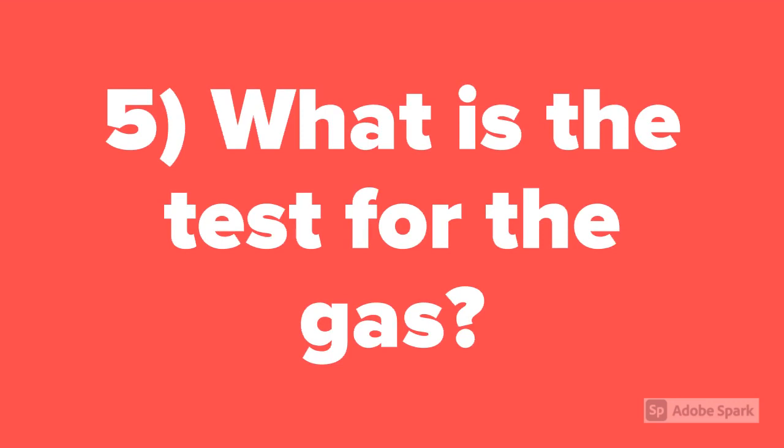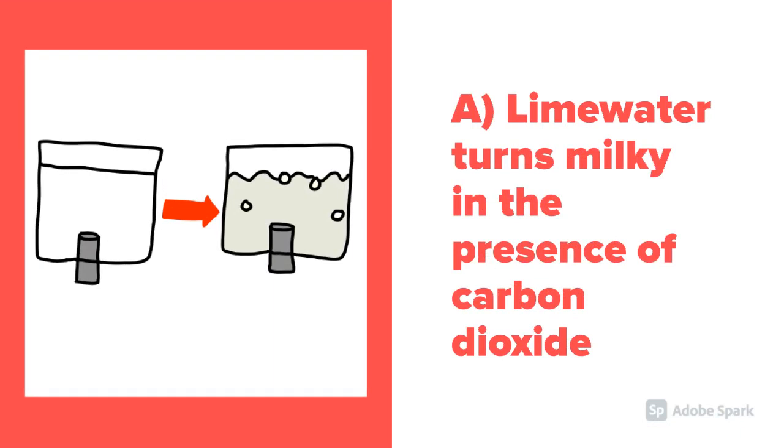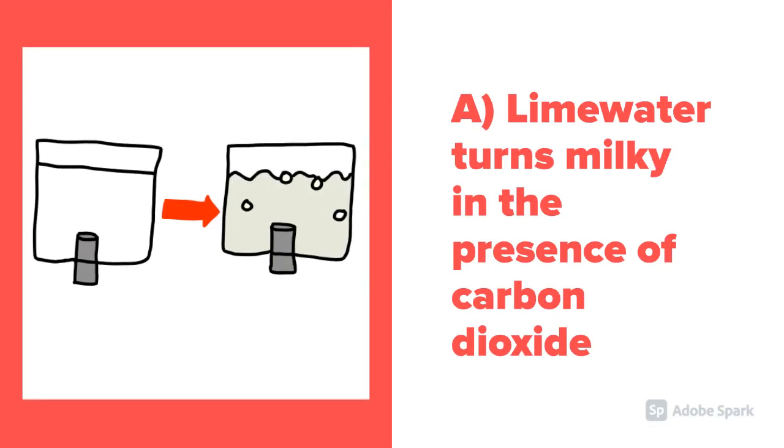Question number five. What is the test for the gas produced in the reaction? The lime water starts to turn milky in the presence of carbon dioxide.